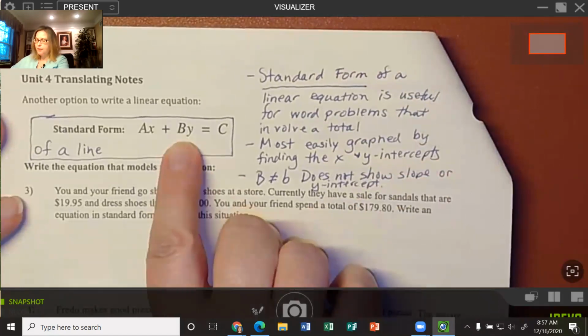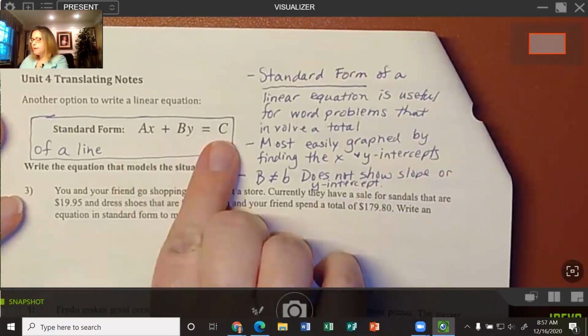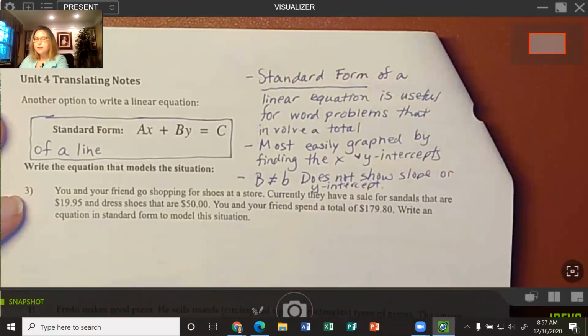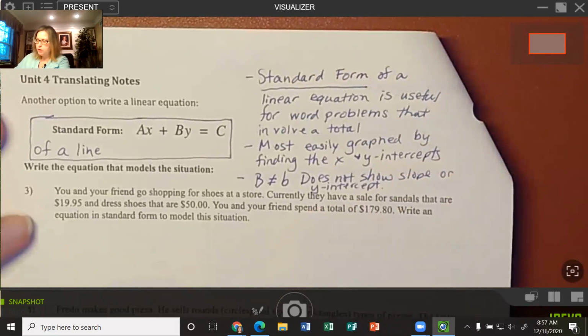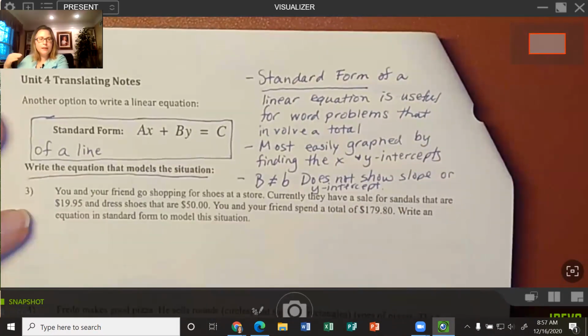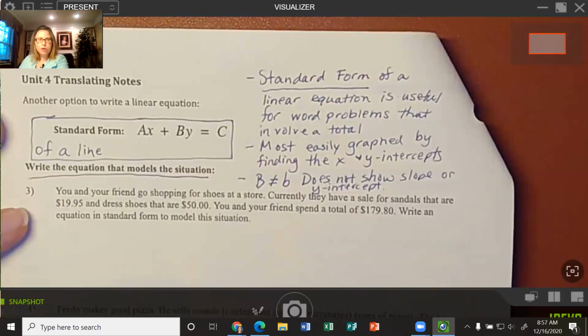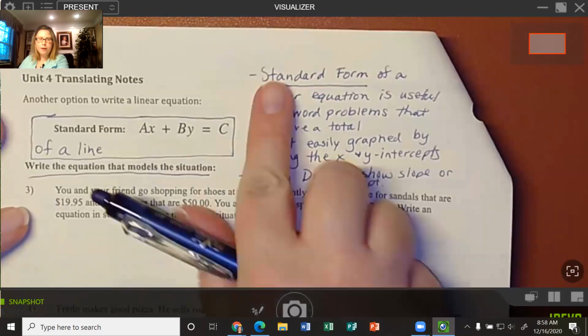And so standard form of a line is typically part plus a part equals a whole. All right, so let's look at some examples. We're not solving these problems, we are just writing the equation. We already know how to solve equations. So right now we're just learning how to take a story problem and put it into a linear equation, specifically standard form of a line.